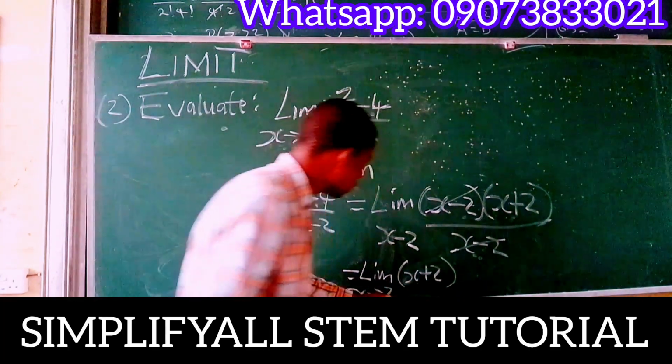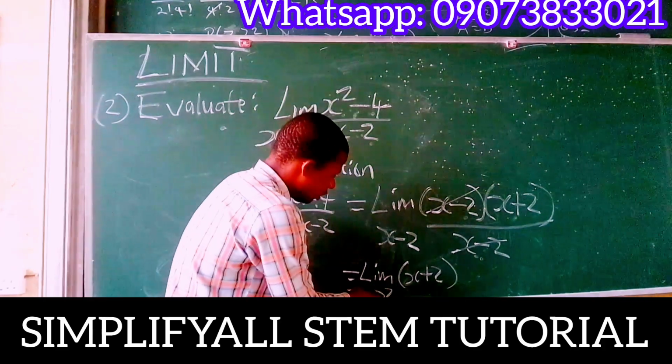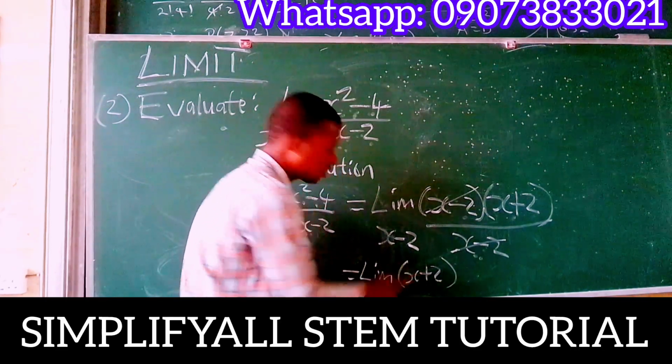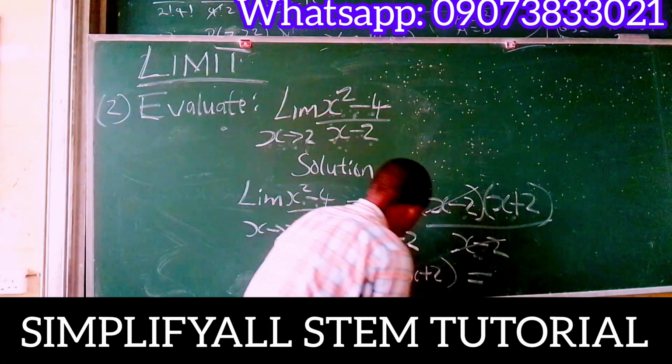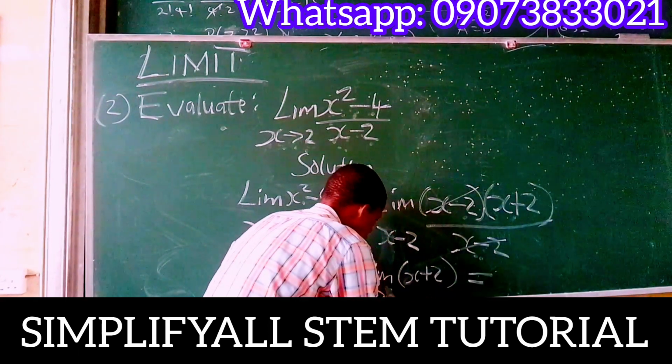So as x tends to 2 now, what are we going to do? We put 2 where we see x. So we're going to have, as x tends to 2, this is 2. We'll take note. This is what?